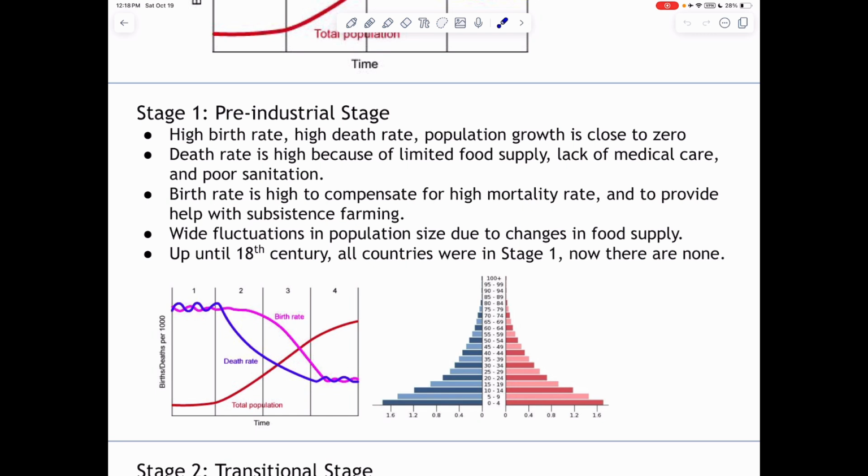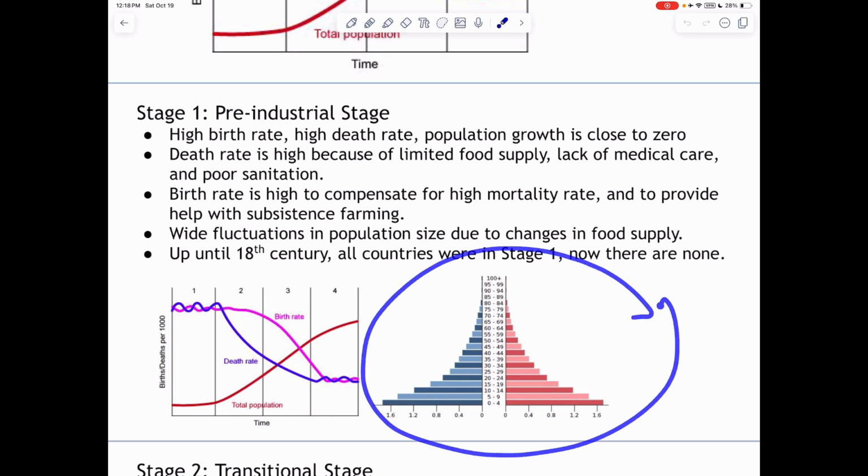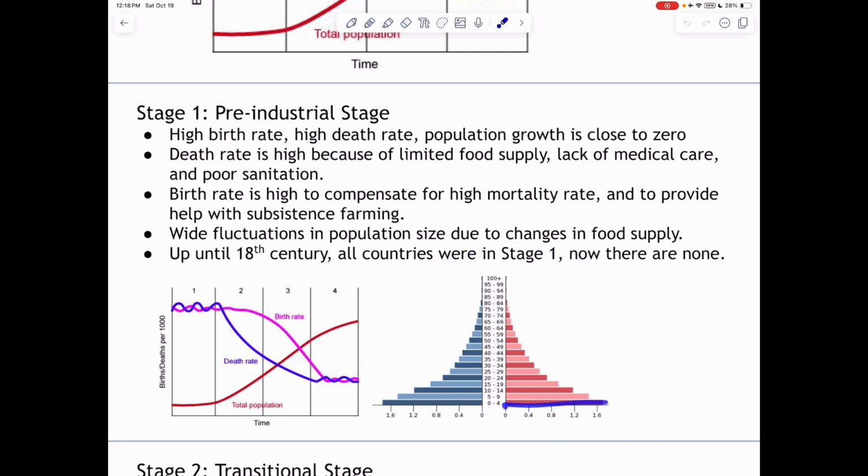So you can see here, this represents a stage 1 age diagram graph. So we have massive at the bottom. It looks like a Christmas tree. Tons at the age of 0 to 4. But many of those are not living to get to 5 to 9, and so on. So our death rate is extremely high as we move up.